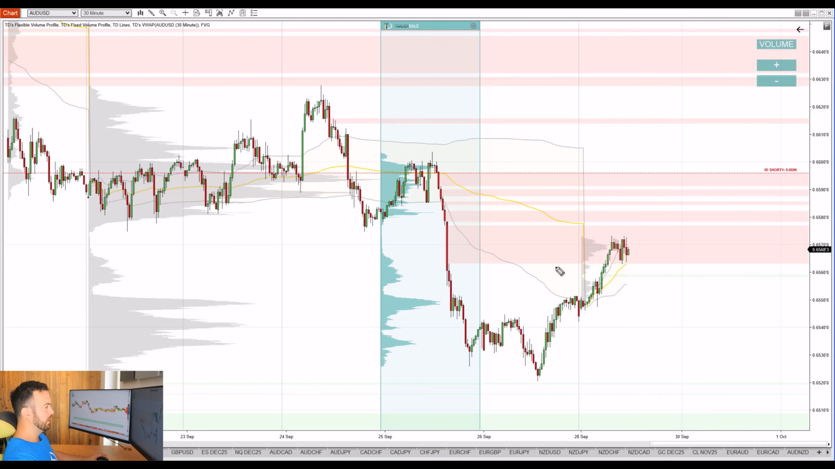By the way, let me mention one more thing. It is this heavy volume zone. Normally, I would also trade pullback to this heavy volume zone, but there was kind of a weak high here, so it was more risky. And also, it kind of got tested at the beginning of the volume zone right here.